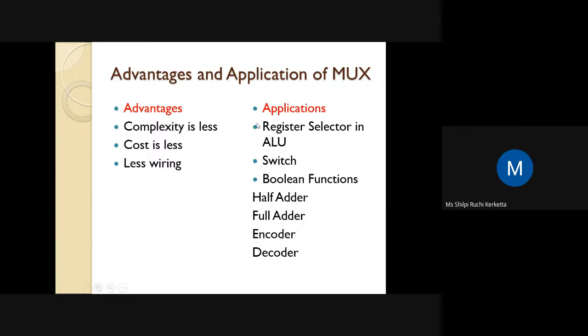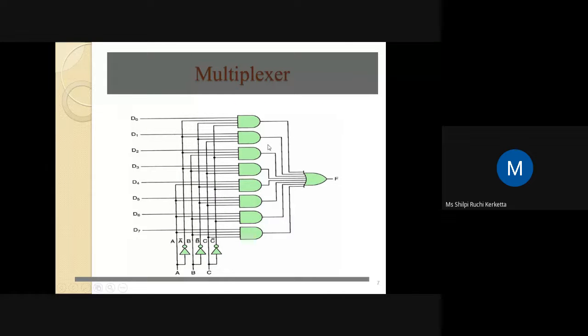So what are the applications? We use it as a register selector in the ALU. We can also use it as a switch, and in Boolean functions we can use it as half adder, full adder, encoder and decoder. So these are the applications. If we have only one mux and we need a function of full adder and an encoder, we can use only the multiplexer to do all these functions. That's why we are using this multiplexer.